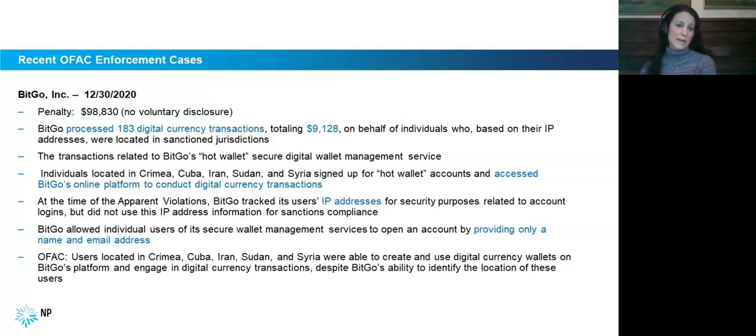They processed 183 digital currency transactions. And they did get the IP address, but they didn't put in an IP blocker, which I know can be circumvented, but OFAC likes the IP blocker. And they also only got the name and email address, not more. And sure enough, folks were in Crimea, Cuba, Iran, Sudan, and Syria, so that was bad. And they were penalized for that. And there was no voluntary disclosure, so OFAC had found out about that. Or maybe something came out and OFAC didn't think it was enough of a voluntary disclosure. Next slide.